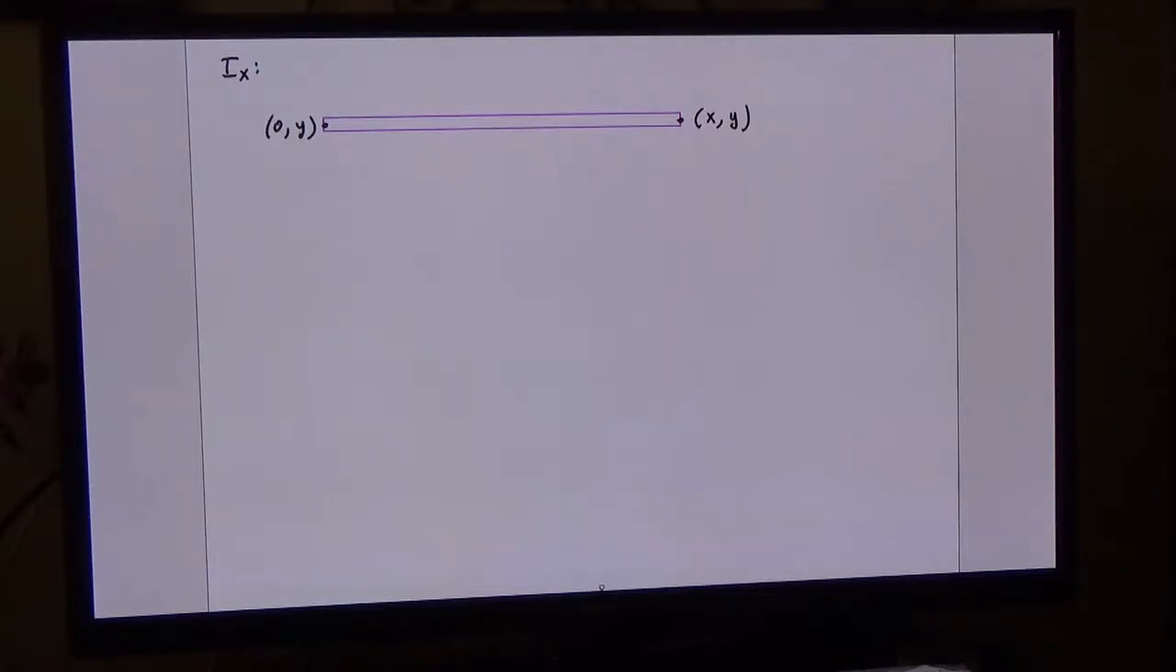The other thing I want to give is the height. Since this is a horizontal element, it has a differential height dy. Then all I need to do to specify the area is calculate the area of this rectangle. The area of a rectangle is just width times height. In this case, the width of the rectangle is this minus this, so x minus 0, and then the height is dy.